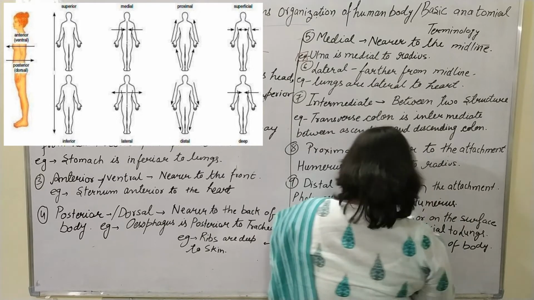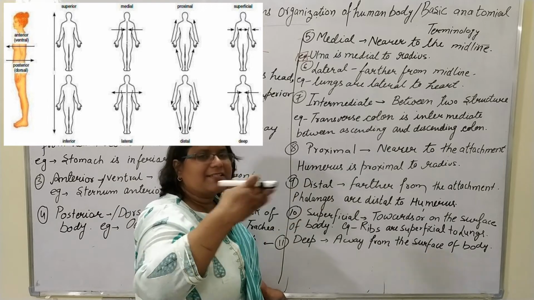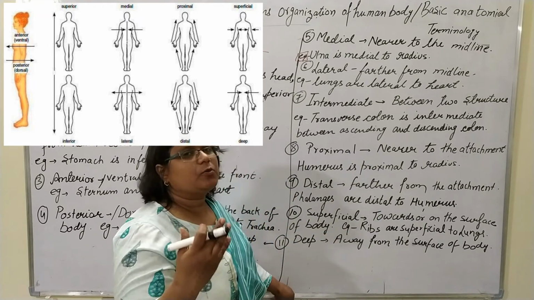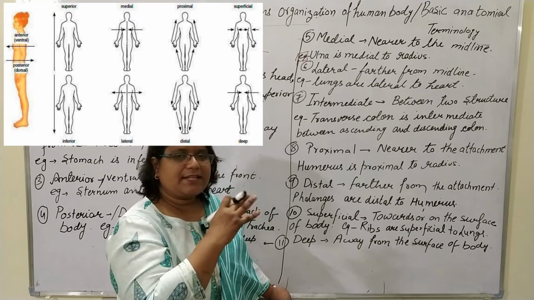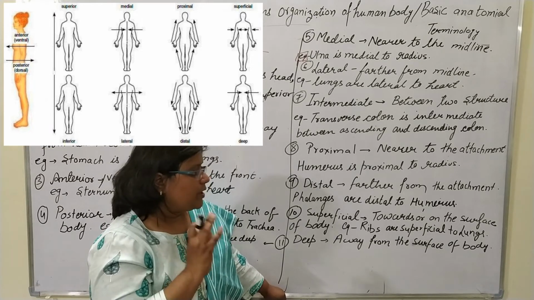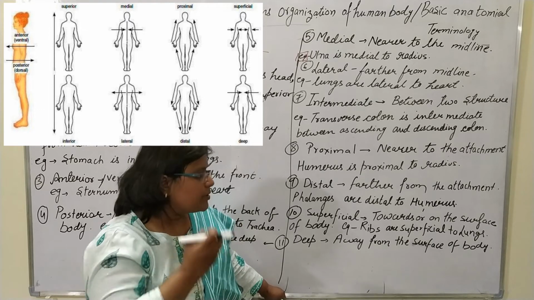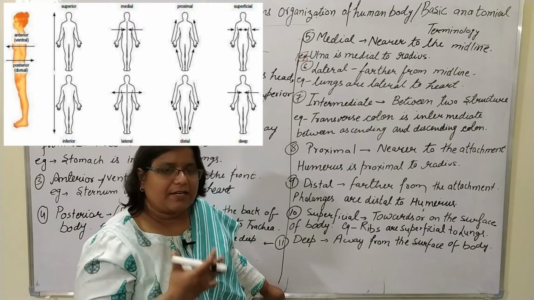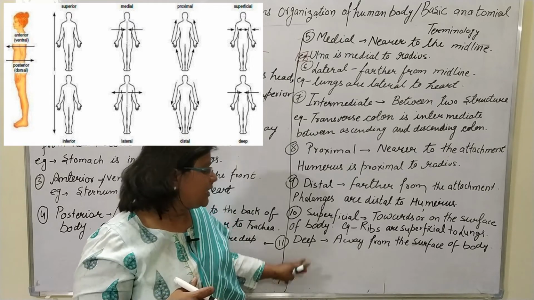Next is the superficial. Superficial means towards the surface. For example, the ribs are superficial to the lungs. Here superficial means on the above side. The ribs, as we know, are in the trunk or thoracic region, so the ribs are superficial to the lungs.